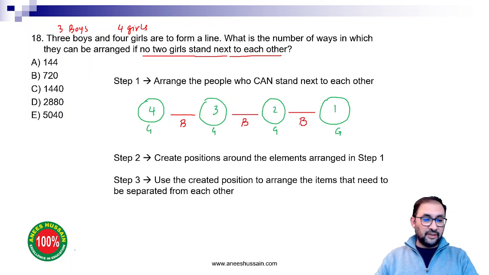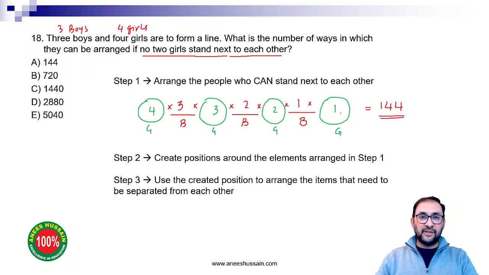And for the boys that we had arranged earlier, the number of arrangements would be 3 into 2 into 1. So when you multiply these numbers, you should be able to get your answer. So it's going to be 4 into 3 into 3 into 2 into 2 into 1 into 1. 4 times 3 is 12. 12 times 3 is 36. 36 times 2 is 72, and times 2 is 144. So the answer should be 144.